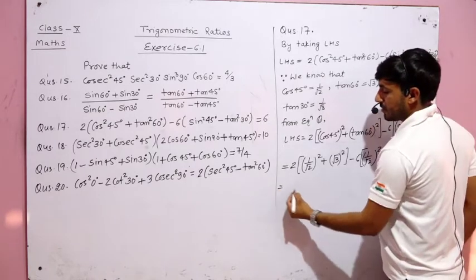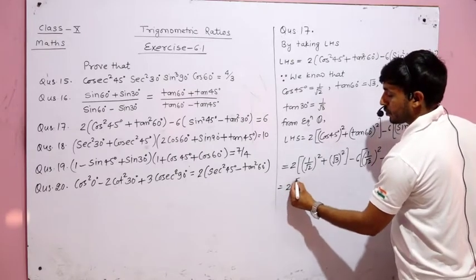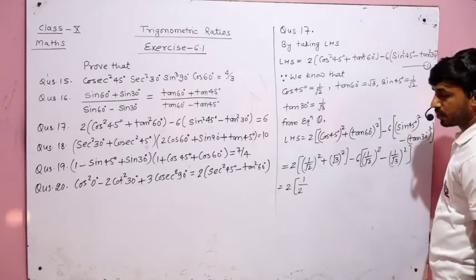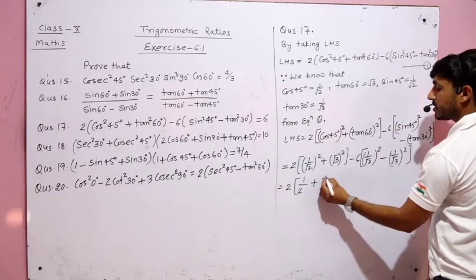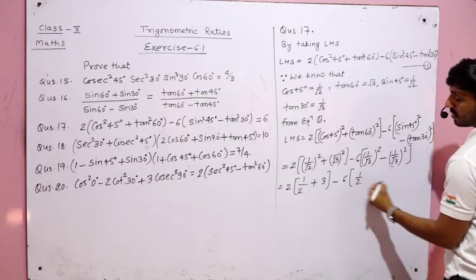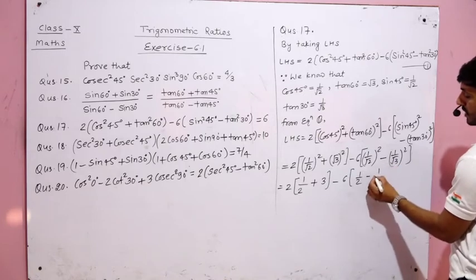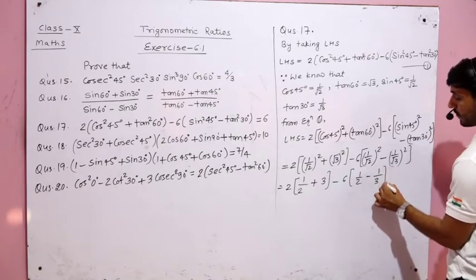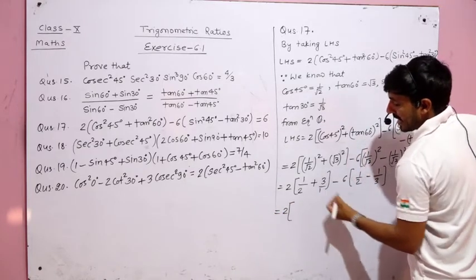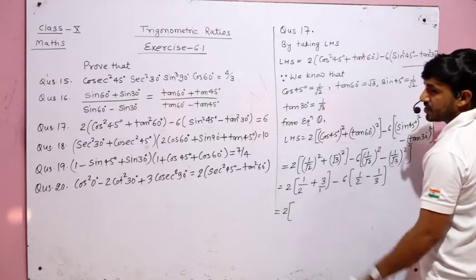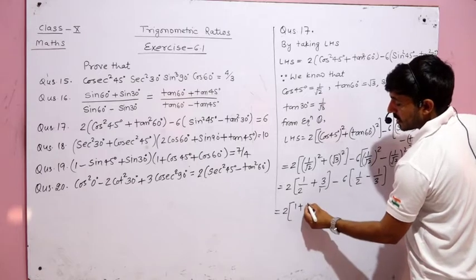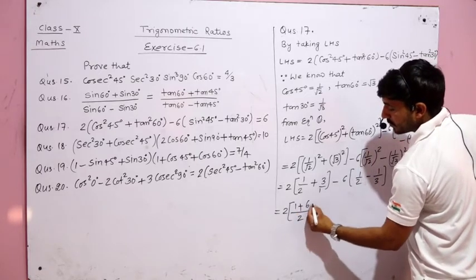Again by simplifying this step, we have 2 into the square of 1, that is 1, square of root 2, that is equal to 2. Okay, plus square of root 3, that is given as 3, minus 6 into, again we can write 1 by 2 minus square of 1, that is 1. Square of root 3, that is 3. Again we can solve 2 into by taking LCM. Here we can see the LCM is taken as 2. Then we have 1 plus 2 is multiplied by 3. That's why we have 6. That is divided by 2.